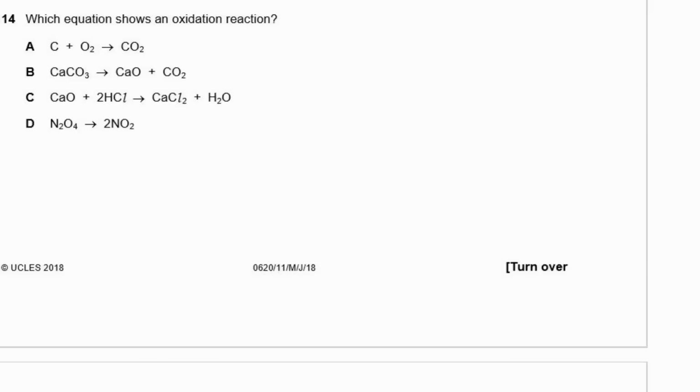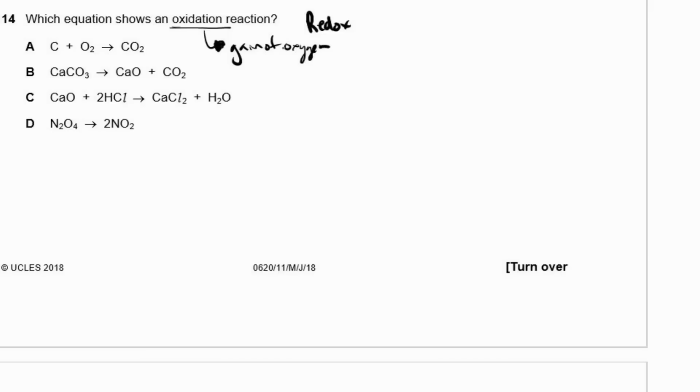Question 14. Which equation shows an oxidation reaction? It doesn't say a redox reaction. If it says redox reaction, it would definitely need a salt, and it would need to show oxidation and reduction very clearly. An oxidation reaction, generally, what they're talking about is gain of oxygen.